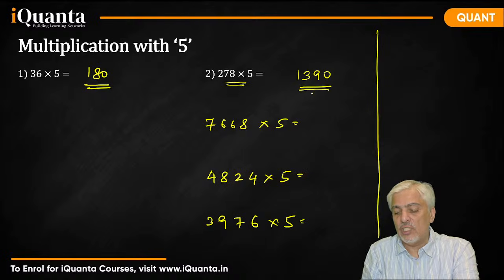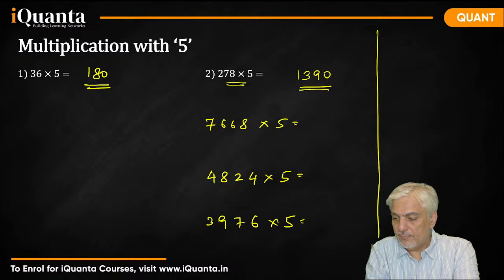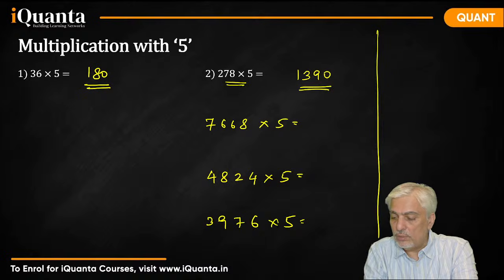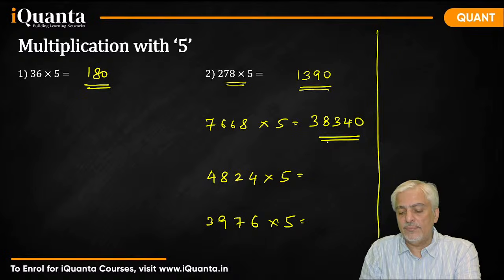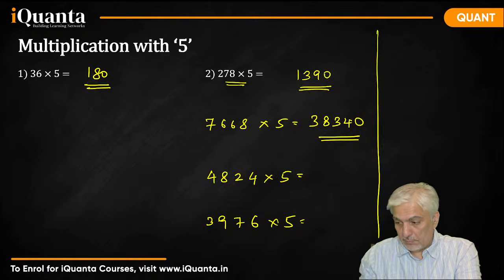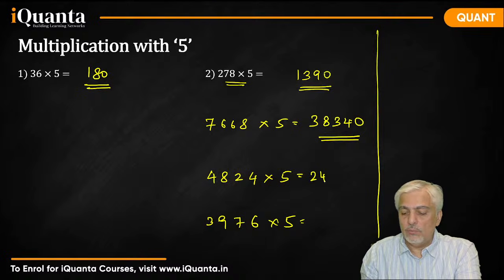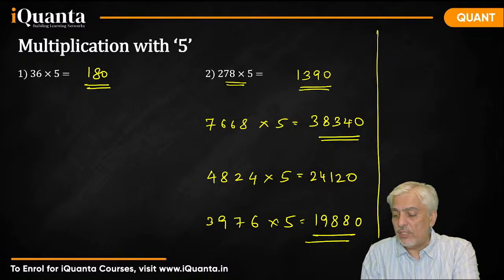I put down 3 more questions for you all. Next one. Ranjan, the next one is wrong. Next one will be 38340. Ranjan, you made a mistake. 38340. Next one, 120. And last one, 19880. Please look at your calculations properly. Tejaswani, look at your calculation properly.